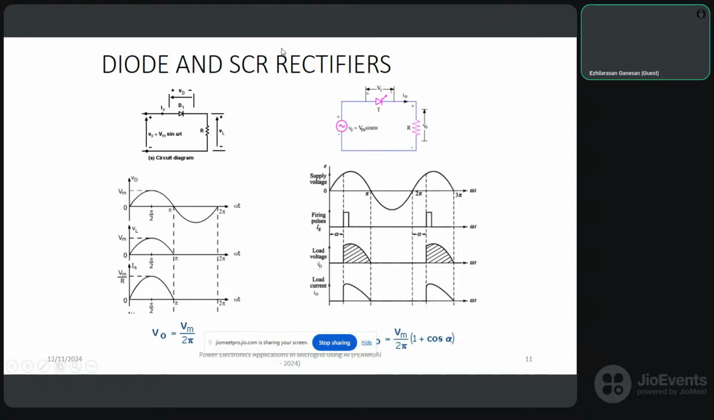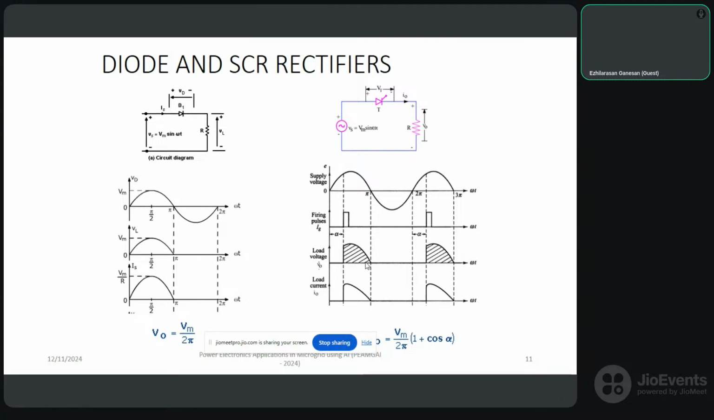You can see the diode and SCR circuits are both rectifiers only. The first one is the diode rectifier, the second one is the SCR rectifier. Both are half wave rectifiers. In the first one, only the positive half cycle is rectified, the negative half cycle is not, and the positive half cycle appears fully in the output as a DC voltage. Whereas here, out of the positive and negative half cycles, only the positive half cycle appears in the output, and that too only a part of it.